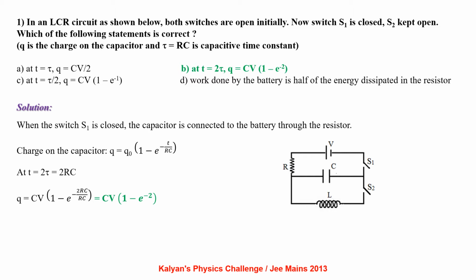When the switch S1 is closed, the capacitor is connected to the battery through the resistor. So the charge on the capacitor Q equal to Q naught of 1 minus e power minus t by RC. At t equal to 2 tau, that is 2 RC, Q equal to CV of 1 minus e power minus 2 RC by RC, that is Q equal to CV of 1 minus e power minus 2. So the correct option is B.